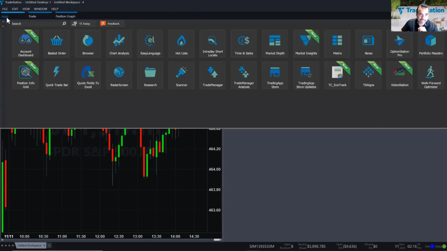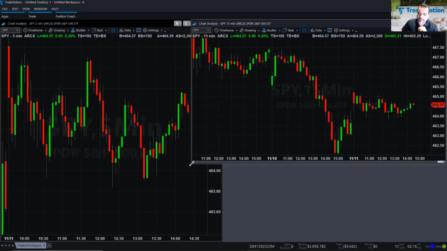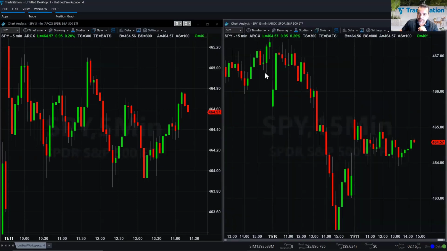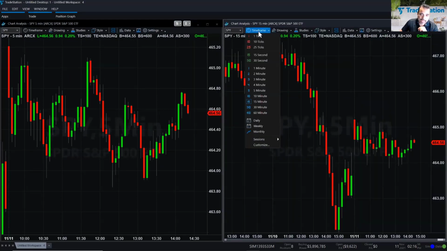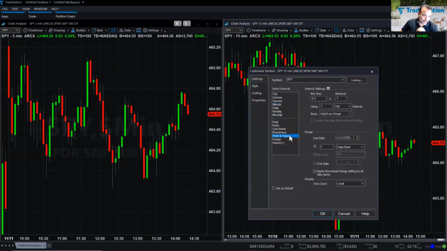So I'm going to go here to apps and open up a second chart. And this chart that's here on the right-hand side, that's the one that I'm going to build as a point and figure. So I'm going to go here to time frame on that one, go to customize, and I'm going to select point and figure. When you build a point and figure chart, the first thing that the point and figure is going to ask you is this box right here. It's called the box size.